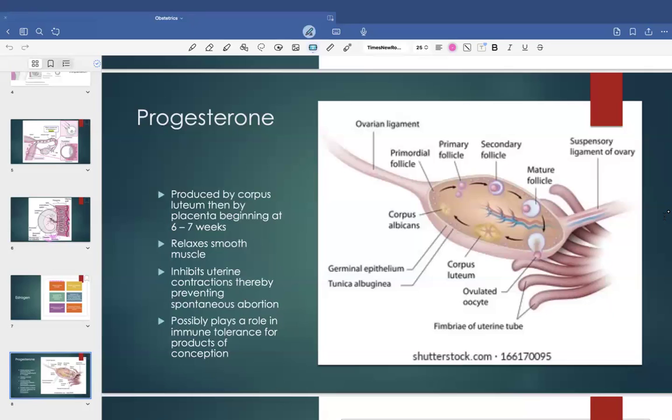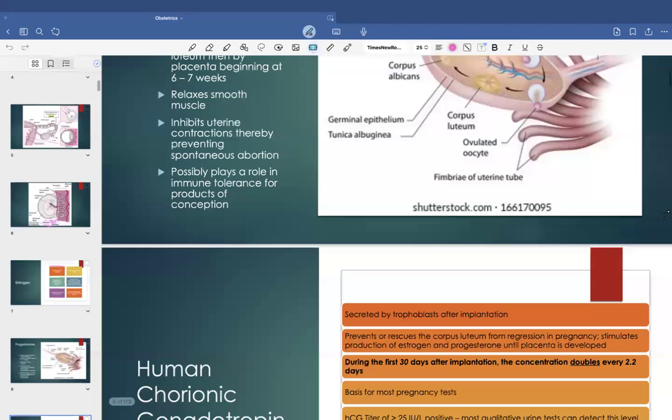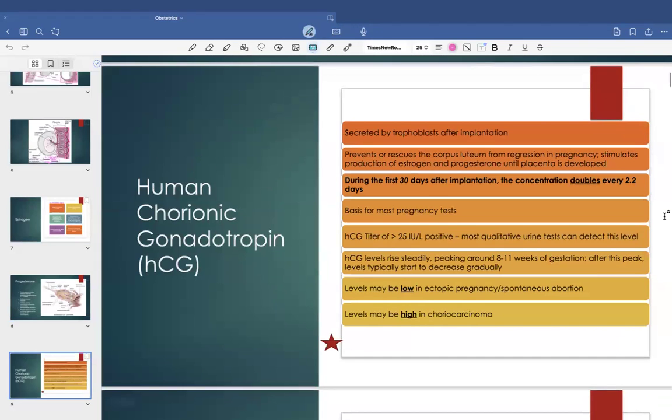Human chorionic gonadotropin, or HCG. HCG is only made during pregnancy. It is produced primarily by those trophoblast cells.